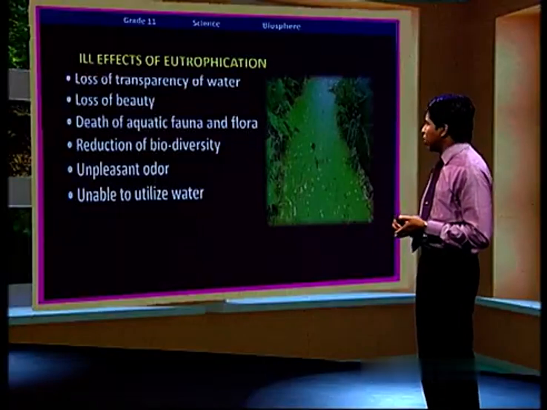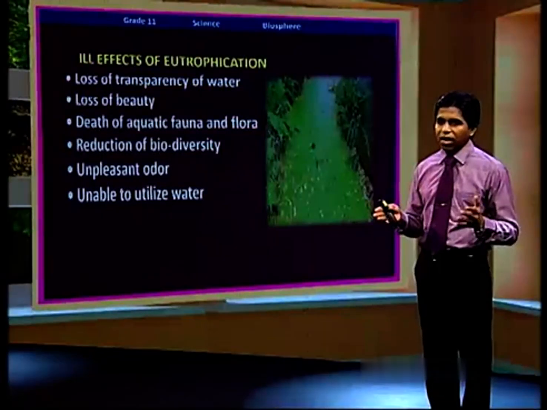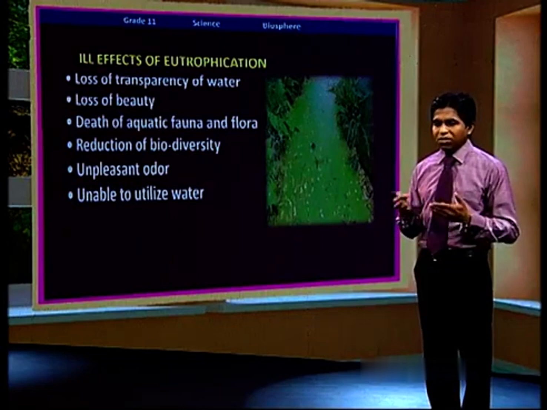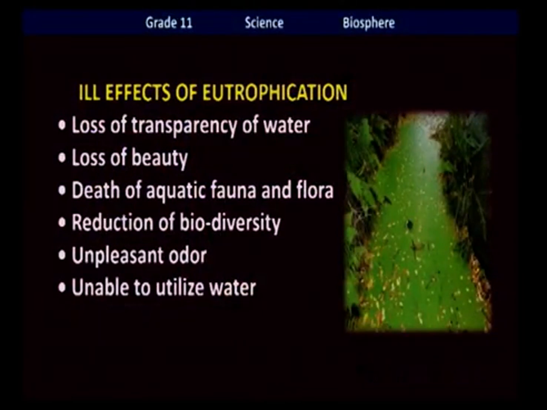So let's see what the ill effects of eutrophication are. As I explained, you can see the list: loss of the transparency of water, that means sunlight cannot pass through water. Loss of the beauty of the reservoir; instead of attracting local and other tourists, it will repel the tourists. Number 3, death of the aquatic fauna and flora, that means death of the aquatic animals and plants, and it can cause bad smell. Reduction of the biodiversity, that means the number of species living in the aquatic environment will decrease. Unpleasant odor, and being unable to utilize water for cleaning, irrigation, or other activities.